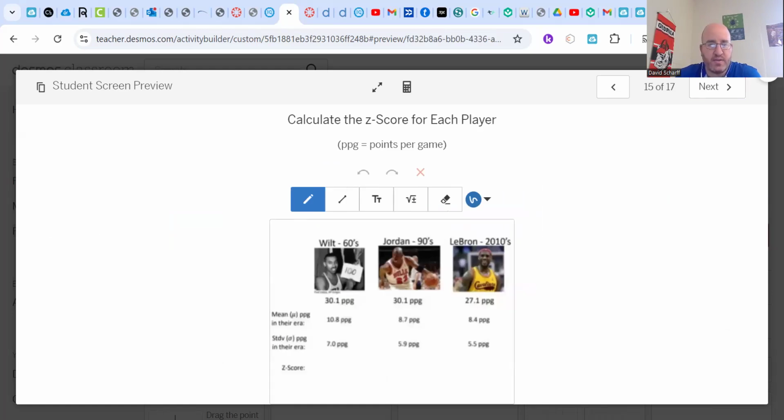All right, we're gonna do 3 calculations real quick. I did this exact same thing in class. Okay. So Wilt Chamberlain. We've got X, his mean is 30.1 points per game. The mean of the other players is 10.8 points. And the standard deviation is 7. Okay.